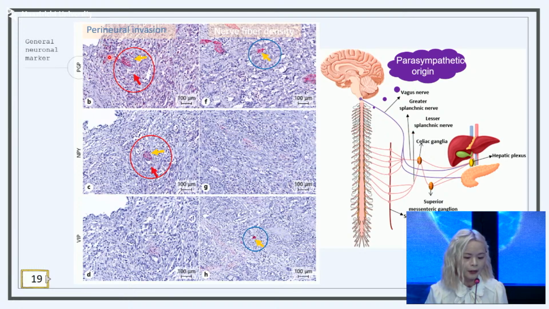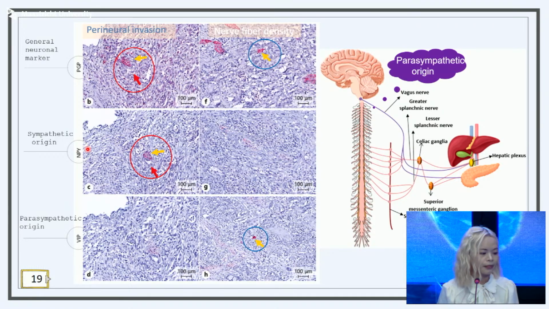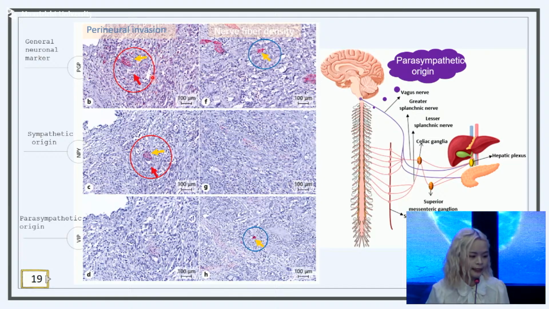PGP is a general neuronal marker. NPY is a marker for sympathetic origin. And the VIP is a marker for parasympathetic origin. On the perineural invasion slide, you can see PGP staining, yellow arrow, being expressed, demonstrating cancer invasion, red arrow. The sympathetic origin staining is positive. The parasympathetic origin staining is negative.